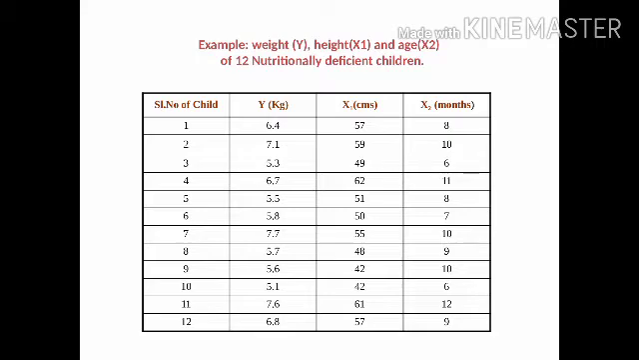Here you can see one example of weight. The variables are weight, height, and age of 12 nutritionally deficient children. So there are 12 children, with their corresponding weight in kg, height in centimeters, and age measured in months. Here the question is, can we predict the weight of the children from their height and age?